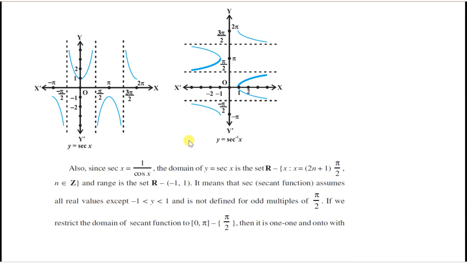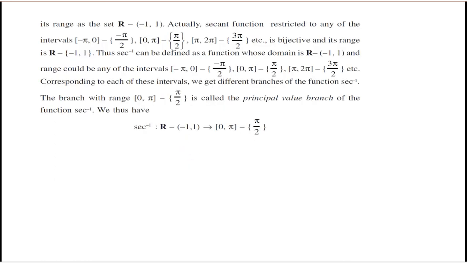So to make it one-one, we can restrict its domain to any of the intervals minus pi to 0 except minus pi by 2, 0 to pi except pi by 2, and pi to 2 pi except 3 pi by 2. If we restrict it to any of these domains, the sec function will be one-one, and that is why it will be invertible in these intervals.